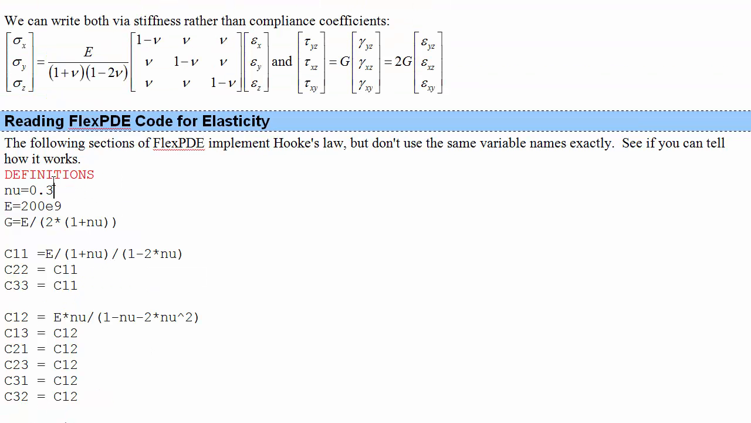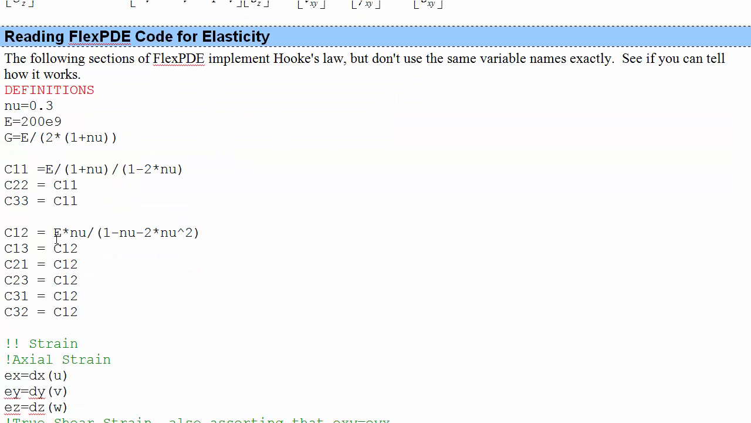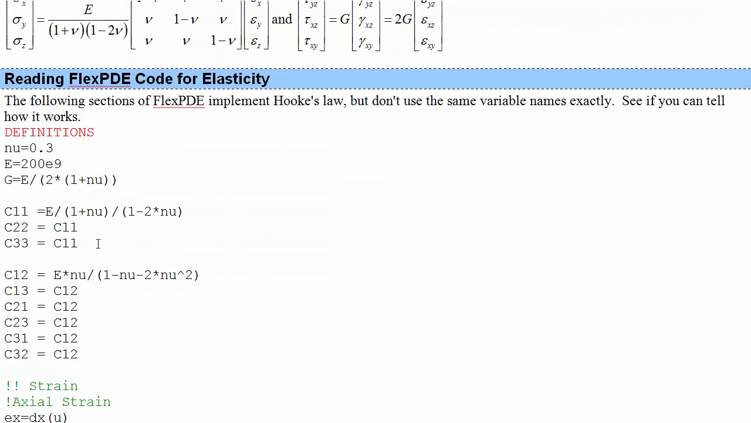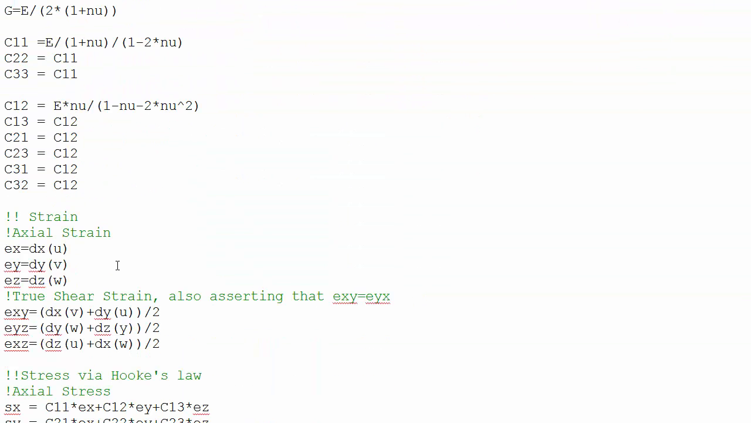So first thing is the definition section. We're defining our Poisson ratio here, we're defining Young's modulus, we're defining the shear modulus, and then we're going to make up some constants, C11, 22, 33, 1, 2 to represent the different terms of these, and imagine like a matrix multiplication where these are our stiffness matrix terms. So C is for stiffness as usual.